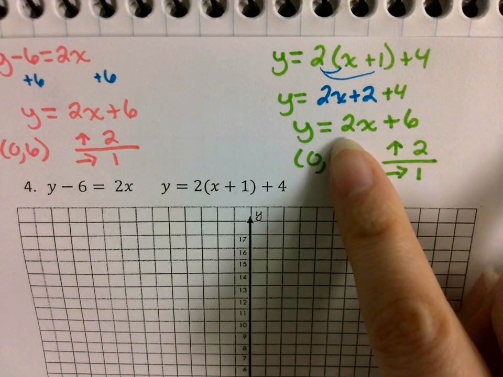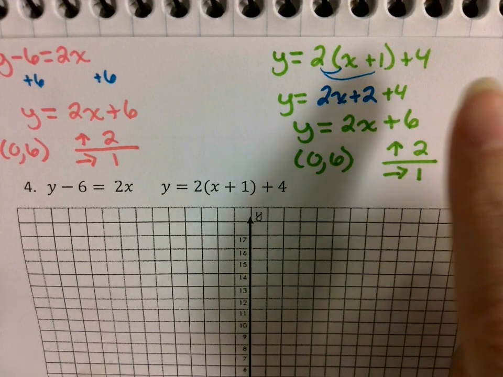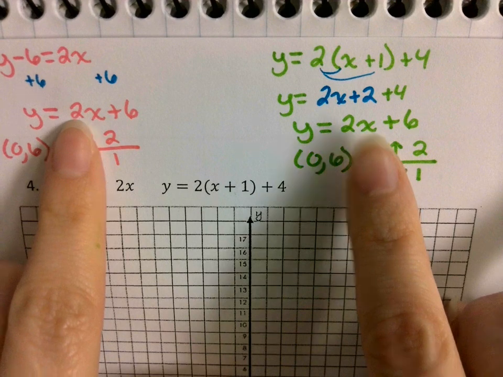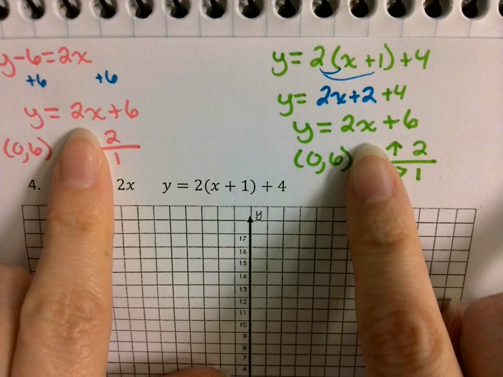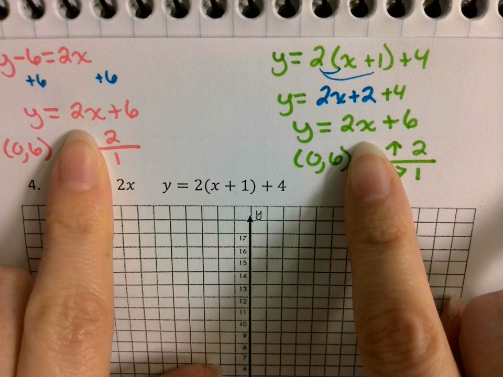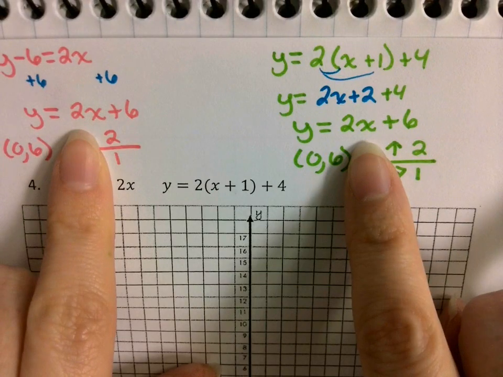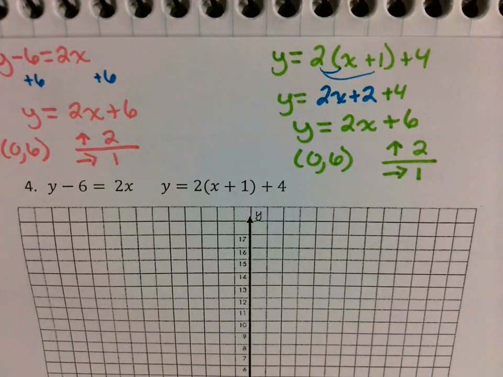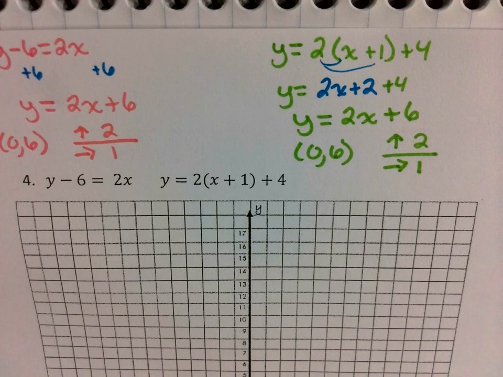So now I have to add the 2 and the 4 together, and I get, again, the same equation, 2x plus 6. So when the equations are identical, what does that create? What kind of solution is that? Infinite solutions, infinitely many. Because when you graph them, they're just going to overlap, right? Because they're identical to each other.